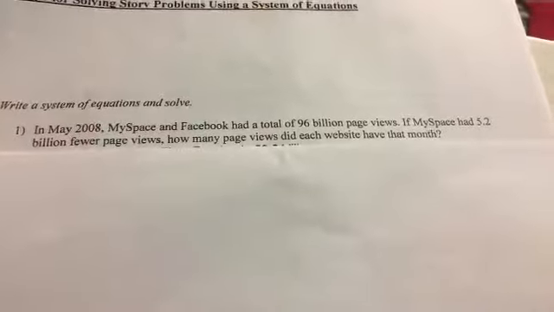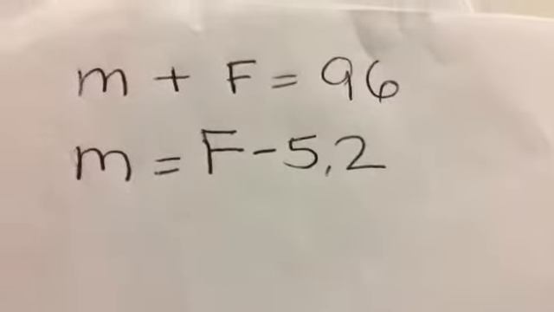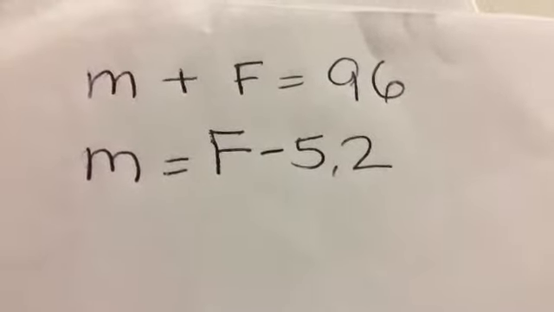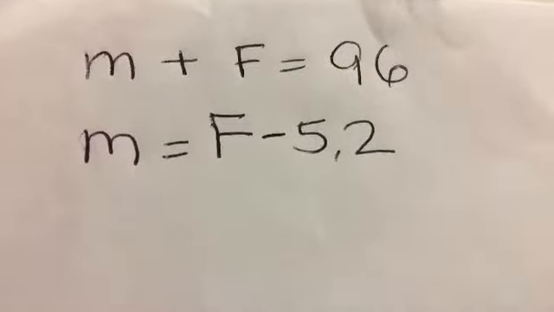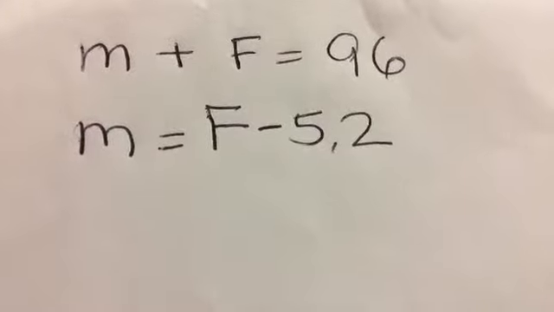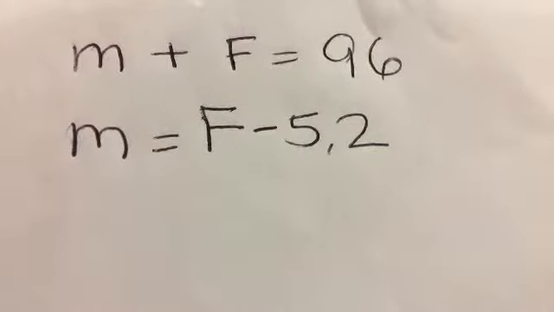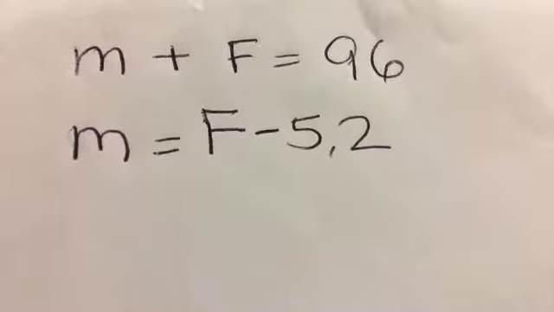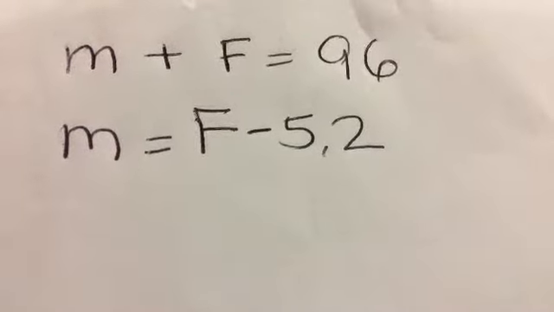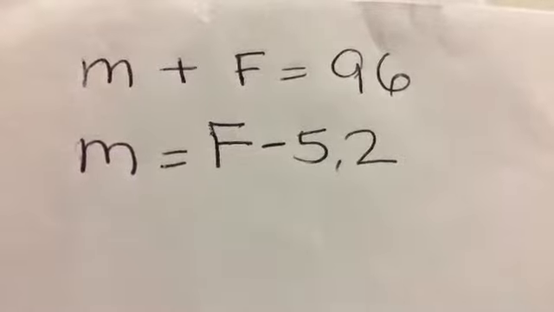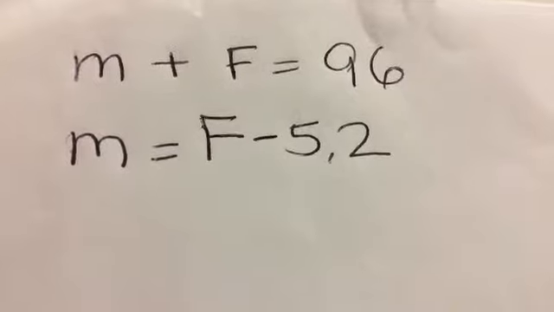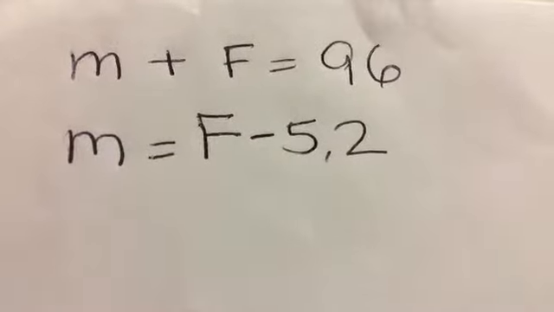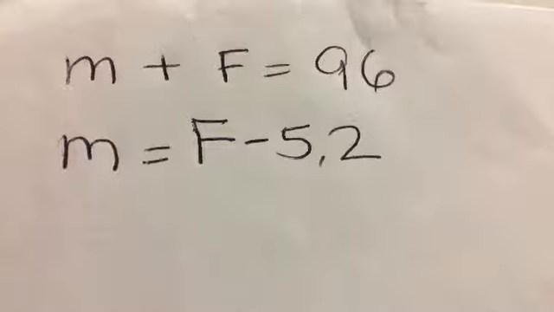And we're going to start with MySpace and Facebook had a total of 96 billion page views. So these are our two equations. Notice that they said that MySpace had 5.2 billion fewer page views. What they were insinuating is that MySpace had 5.2 billion fewer than Facebook. So this is the way that we would represent that. Anytime it's 5.2 fewer, it's going to be Facebook minus 5.2 billion is the MySpace.